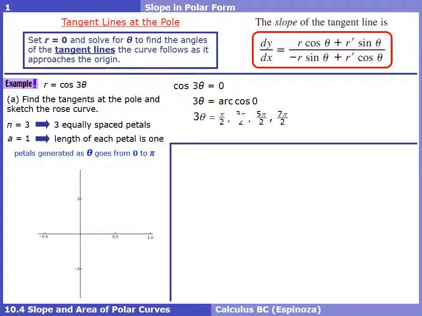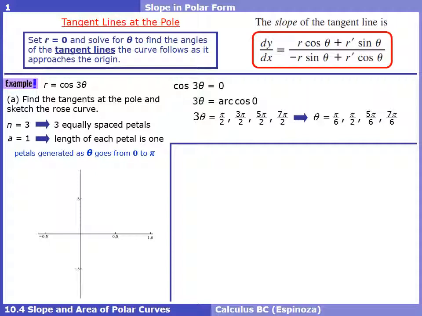If you list those off, that'll be pi over 2, 3 pi over 2, 5 pi over 2, 7 pi over 2, and they keep going, but 4 is usually enough to get all the answers that we're looking for. Again, that's not equal to theta, that's equal to 3 theta. So because of that, we need to divide all of those by 3, so we end up with the angles pi over 6, pi over 2, 5 pi over 6, and 7 pi over 6.